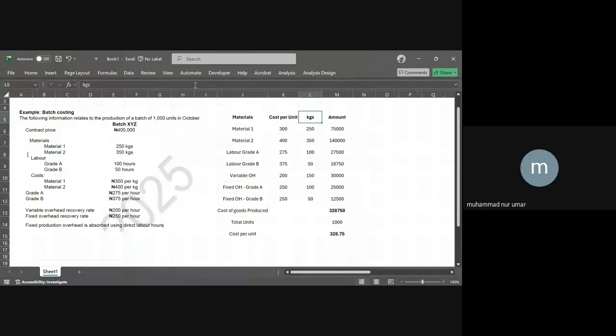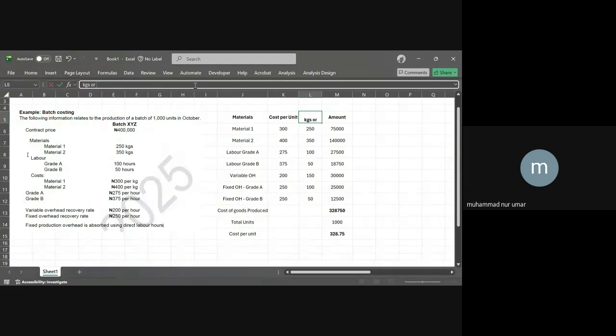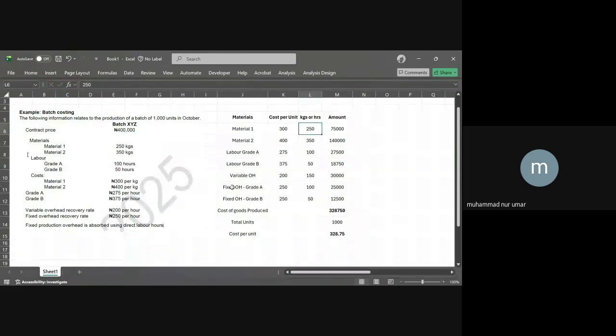Okay, I see it. They are all under labor. Why do we use labor hours? Because the question says we should use labor hours. Look at the last line in the question. It says fixed production overhead is absorbed using direct labor hours. Okay, I understand. Thank you, sir. You're welcome. So fixed production overhead is absorbed using labor hours.